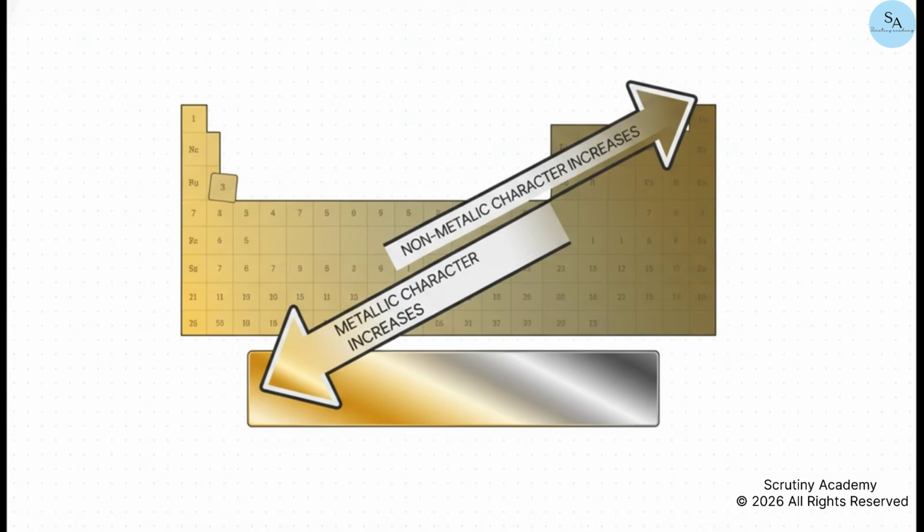Last but not least, let's talk about metallic character. Just look at the table. Where are the metals? They're mostly on the left side and towards the bottom, right? So it makes perfect sense that an element's metallic character, its tendency to lose electrons, increases as you go down a group and decreases as you go across a period. And non-metallic character, well, that's just the exact opposite.